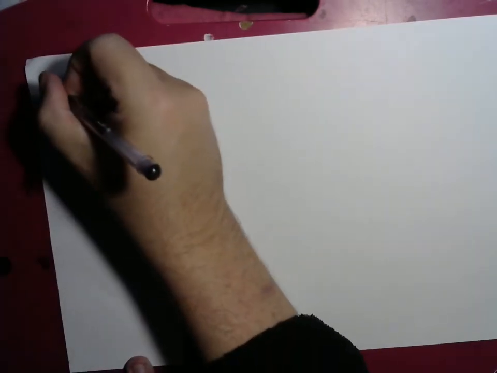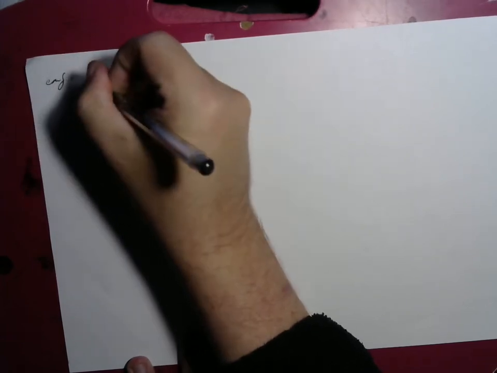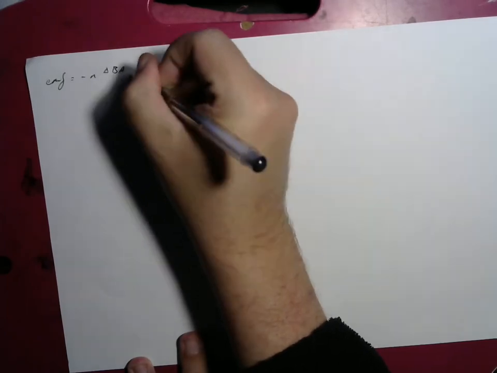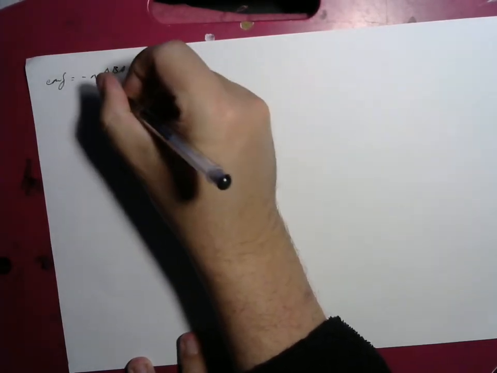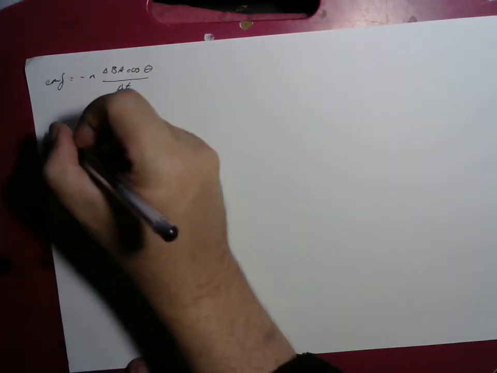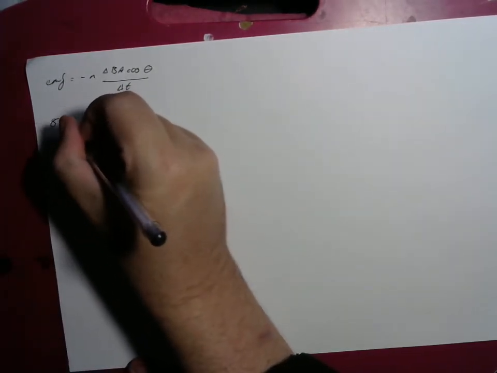Let me load this up on my screen. Okay, there's the example. So, I'm going to write out the formula. EMF equals negative N delta B A cos theta over change in time. So this formula is going to be the thing we keep referring back to each time.